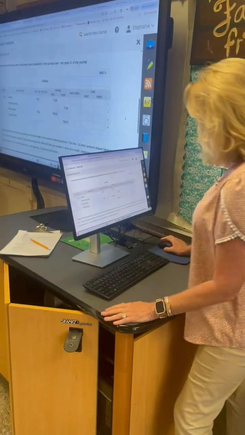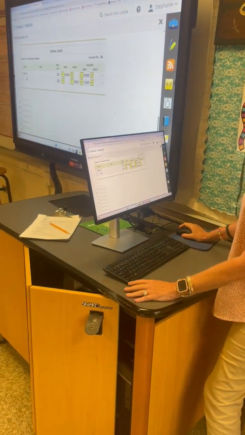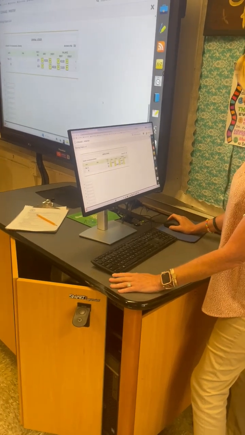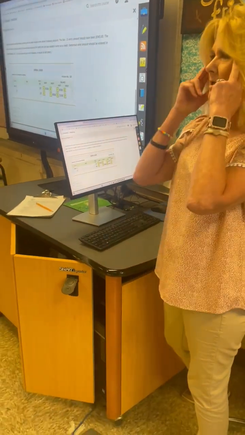All right, so let's go down at the very bottom. This is our work together. You're going to do the next one on your own. So this is this one. Now, this is going to make you think about it.